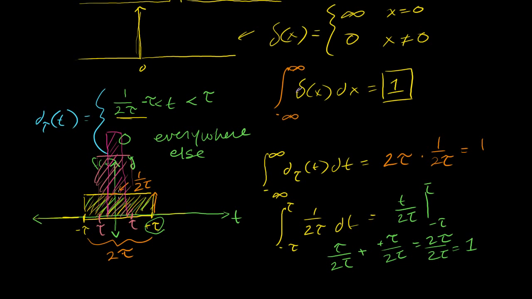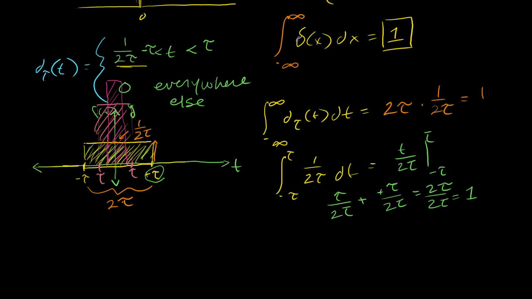And so I think you see where I'm going with this. What happens as the limit as tau approaches 0? What is the limit as tau approaches 0 of my little d sub tau function? Well, these sides are going to go infinitely close to 0, but that's the limit. They're never going to be quite at 0. And your height here is going to go infinitely high.